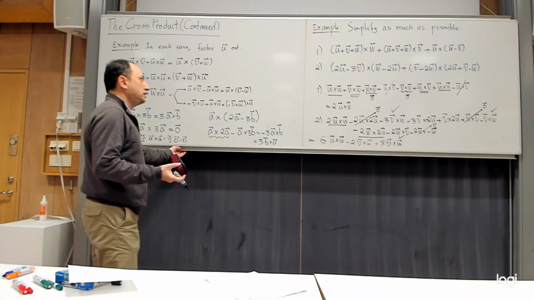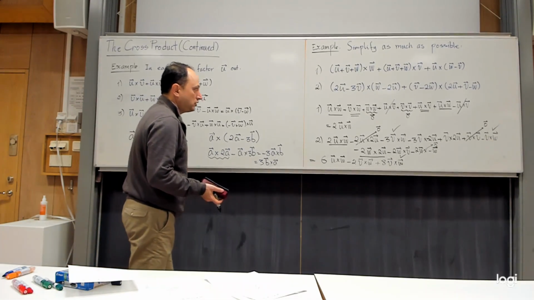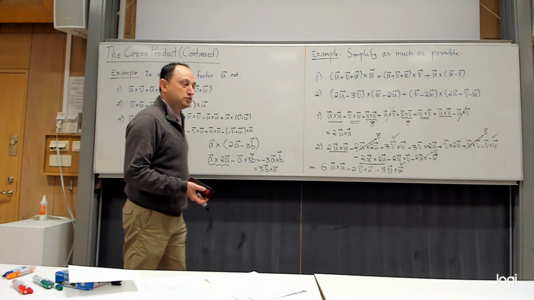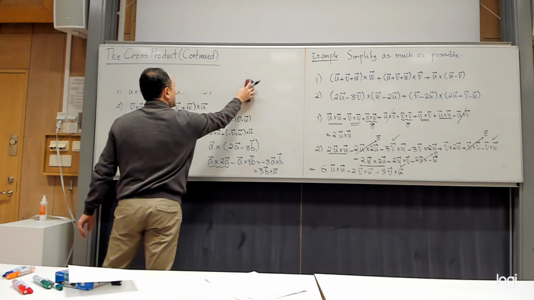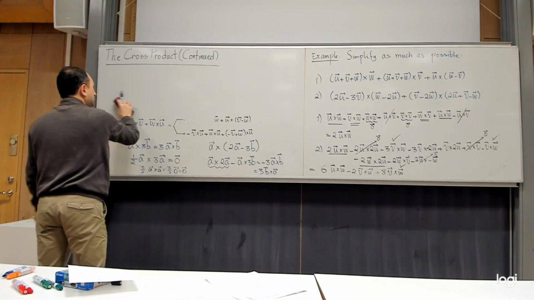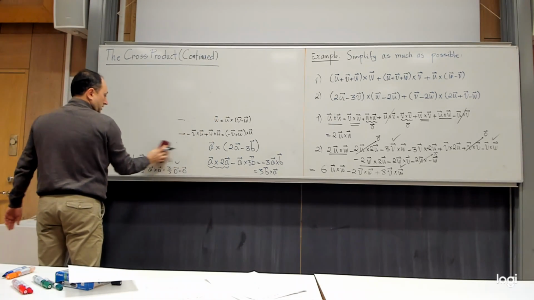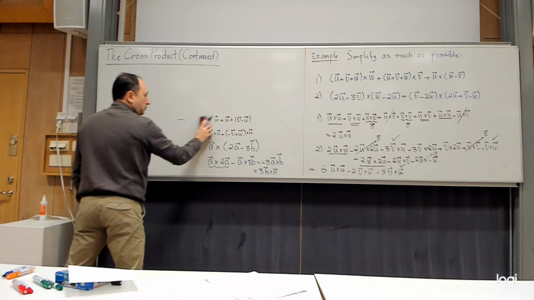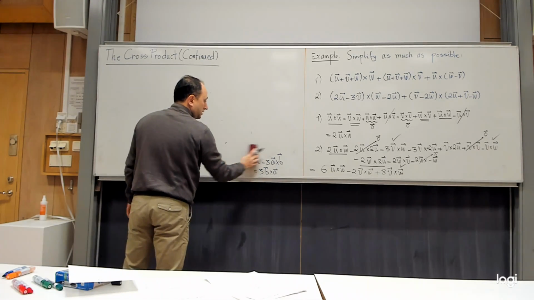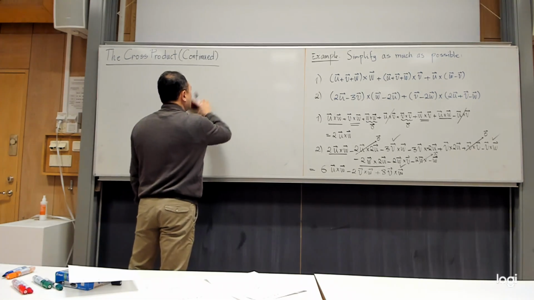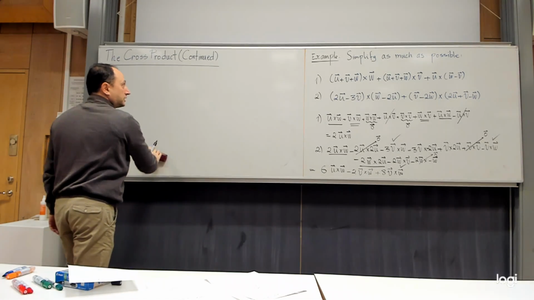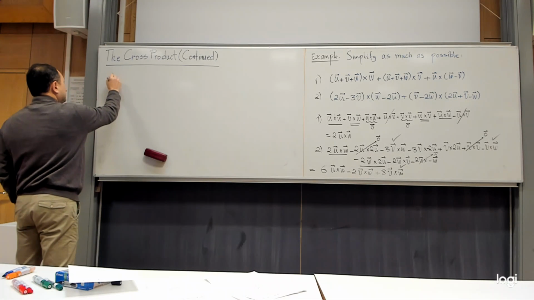Okay, now let me give you a little bit more interesting example. So this is a simple algebra, so you need to be able to do that. The only thing that you have to be careful about is the order in which you are multiplying, because contrary to numbers and the dot product, the order of how you multiply cross products is important. Okay, so let me write an example.